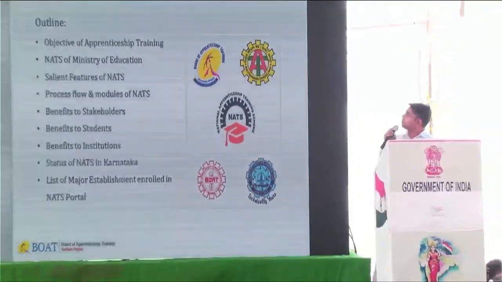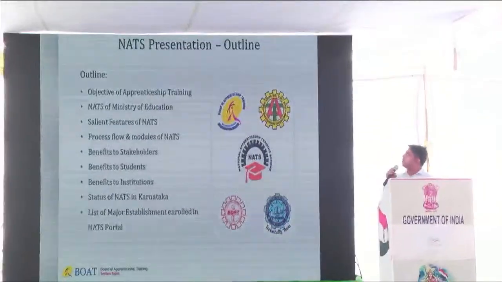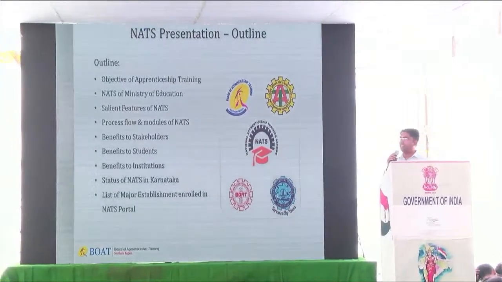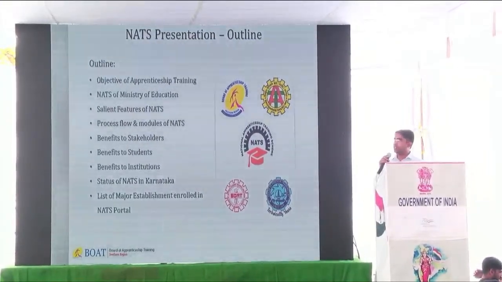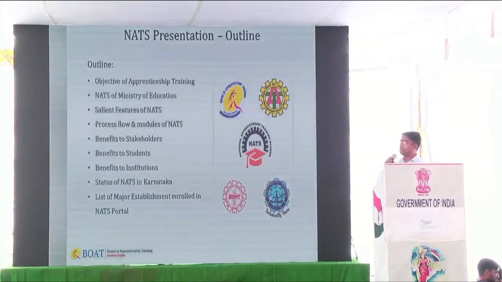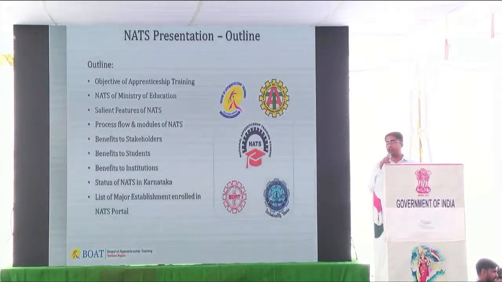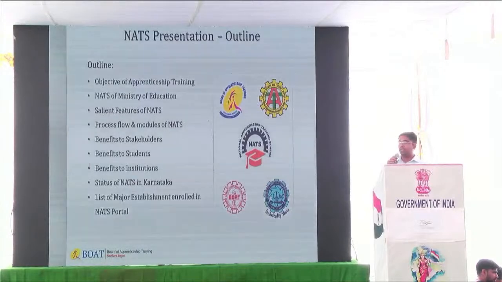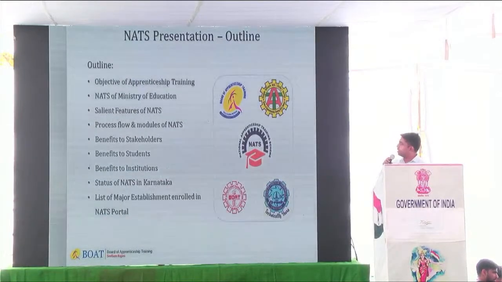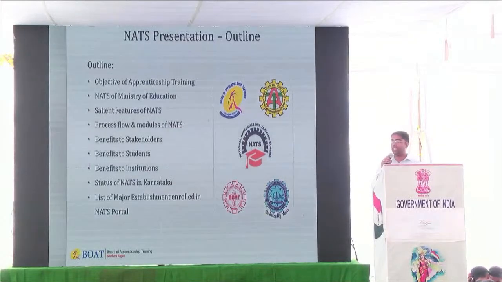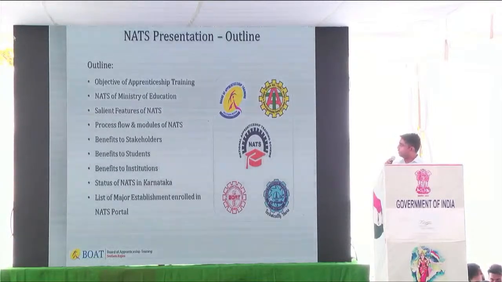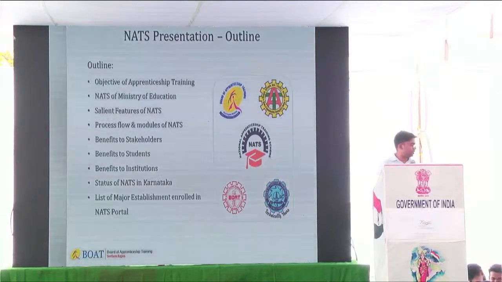So today we have some subtopics: the objective of this apprenticeship training, what the NATS scheme is, what the salient features under this NATS scheme are, and what the process flow is, how you can register in the NATS portal, how you can create the contract, how you can enroll the students, and how you can create the performance. After that, what the benefits are towards the establishment, towards the students, and towards the institution. Next slide.